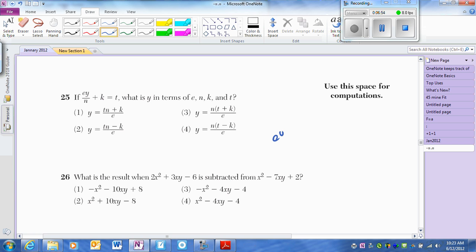So Ey over n plus k equals t. Bring the k over, I get Ey over n equals t minus k. Cross multiply, I get n times t minus k equals Ey, and then if I want to solve for y, I divide by e.